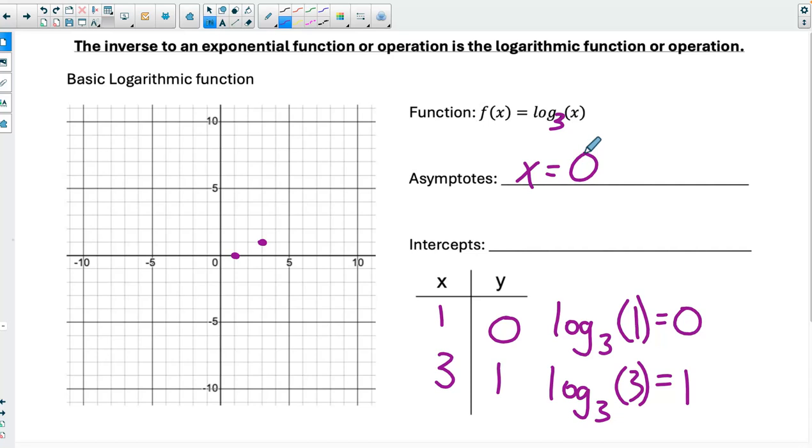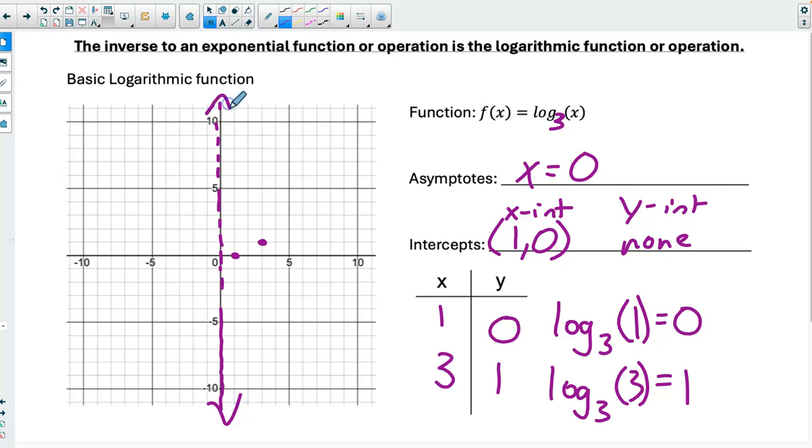My intercepts, I'm going to have an x-intercept of (1, 0), and my y-intercept, I just don't have one. This time. It's not every time, just this time. So we draw that vertical line. And then I'll go right next to it, and I will go up through the points. Erase.